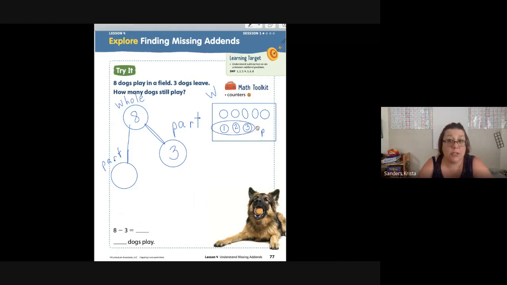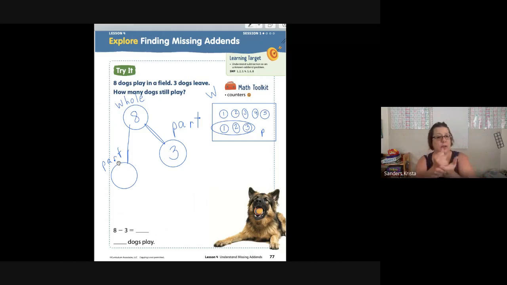So those 3 are there. How many are still playing? 1, 2, 3, 4, 5. There are still 5 dogs playing. One of the ways that we can figure out and solve for a missing addend is count from the part that we know up to the whole or the total. So we start with 3 and we count on to the whole, to the 8, that total.